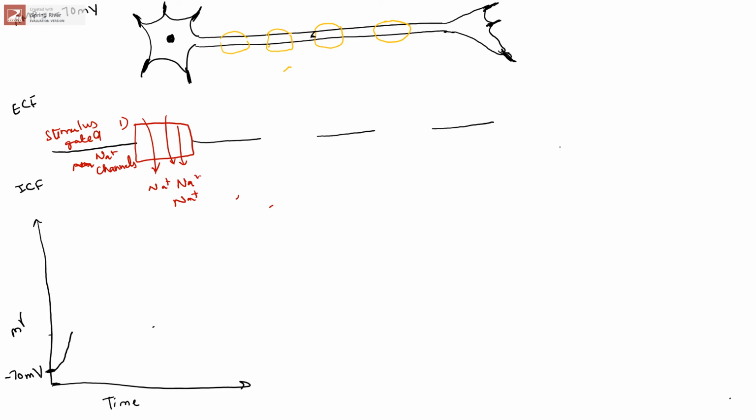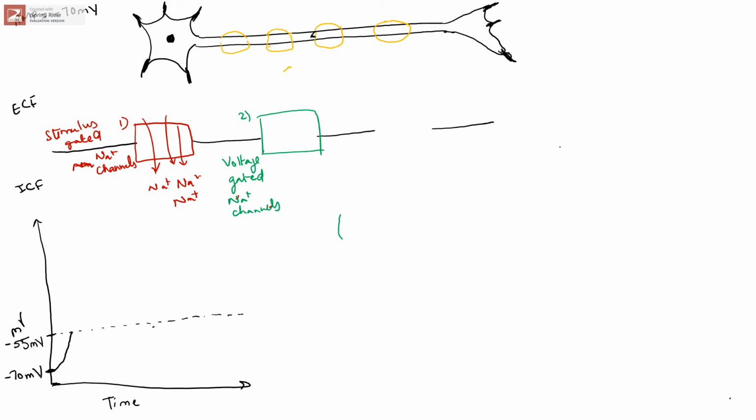So when the charge of the cell reaches a threshold of about negative 55 millivolt, so that's the threshold, this kicks open more sodium channels in the cell, and these channels will now be called the second, voltage gated sodium channels.